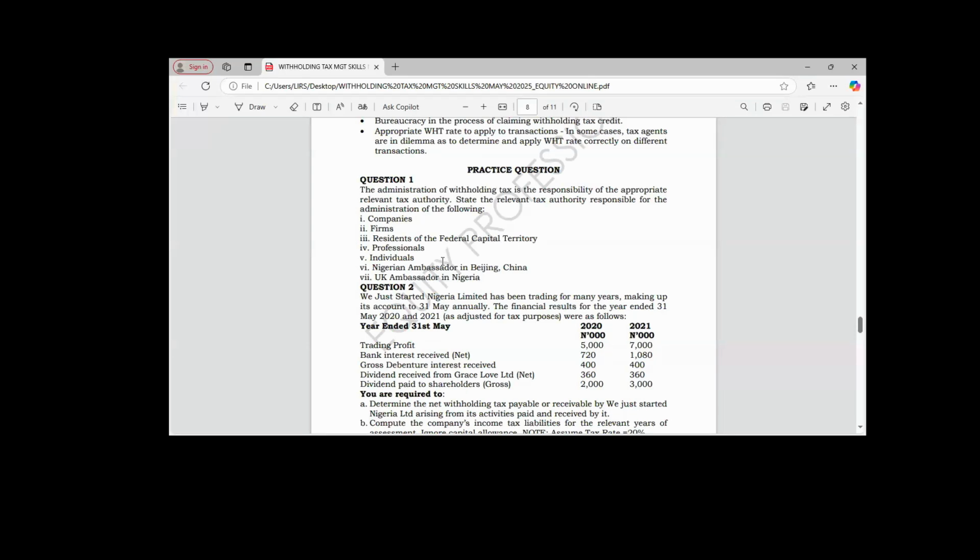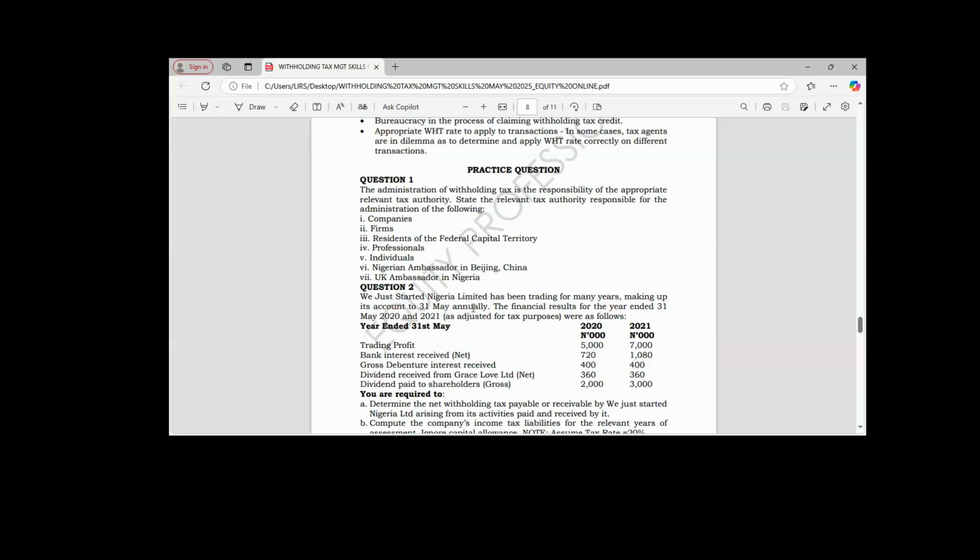So please, you may be asked for the relevant tax authority of the various taxpayers. So please let us also look at the material and get the relevant tax authority. So that is for that. So we now move to the second one, which is the computation part.